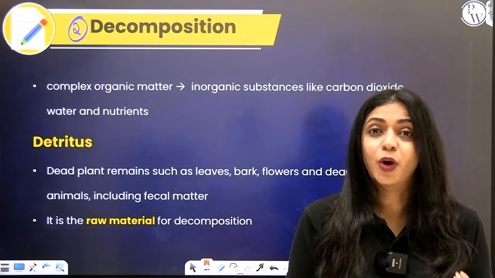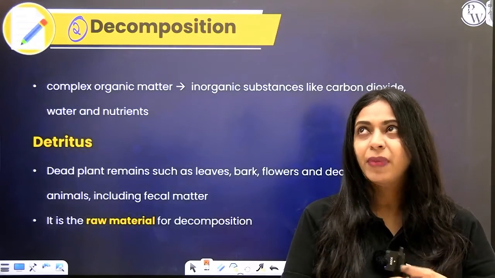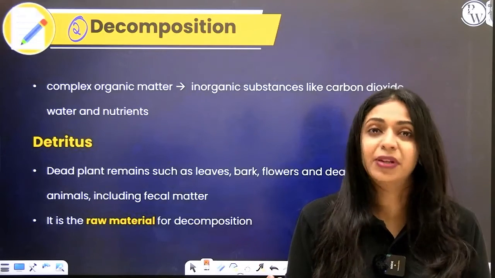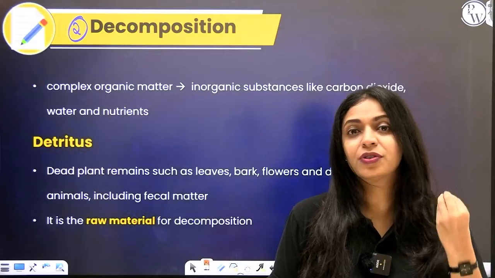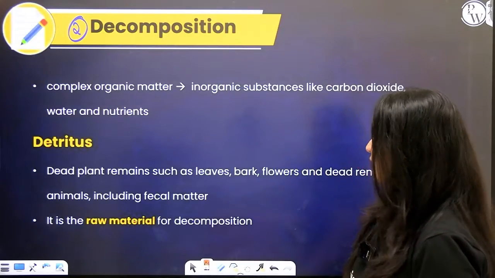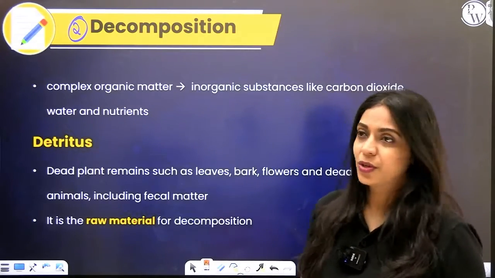So that is how the nutrients will get cycled between biotic and abiotic components in nature. Decomposition is very, very important when it comes to nutrient cycling, because there are many elements that will get cycled because of the process of decomposition. All right. So what is decomposition by definition?